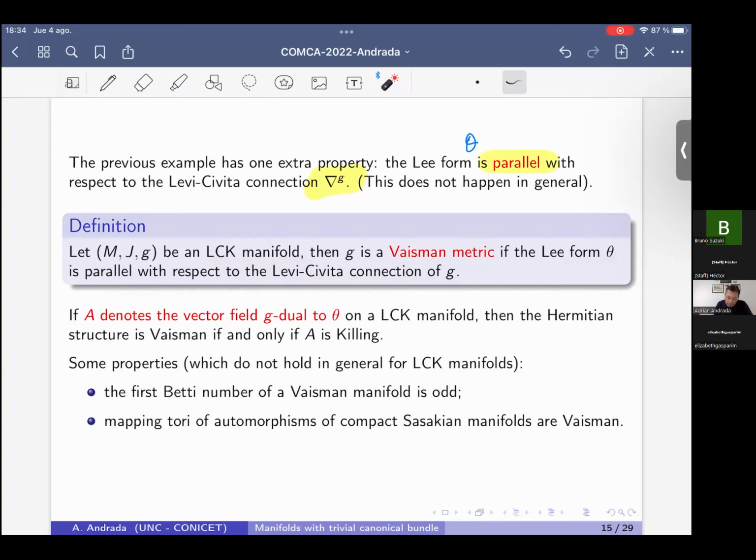And if A denotes the vector field which is dual to the Lee form, then the Hermitian structure is Vaisman if and only if A is Killing. So this is easy to establish. And there are some properties which are important, which hold only for Vaisman metrics. For instance, the first Betti number of a Vaisman manifold is odd, and there are strong relations with Sasakian manifolds. I will not go into that, but yes, there are strong links with Sasakian geometry.